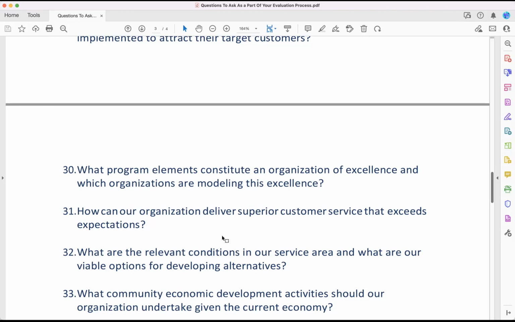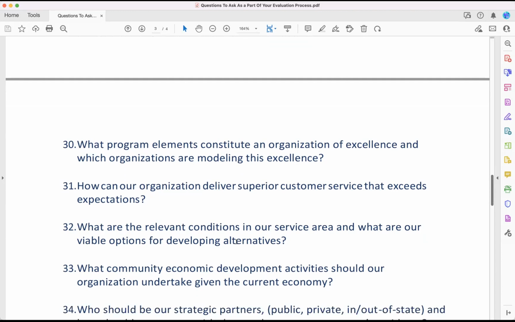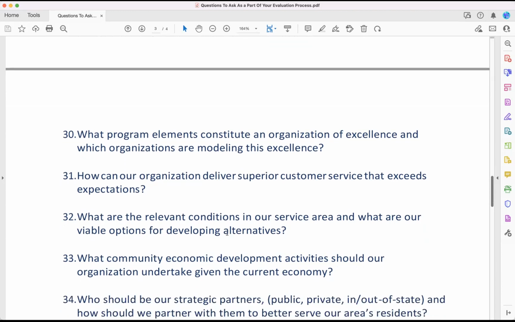So think about all the different conditions that may not in any way be directly related to your organization but might impact your work. Something else you want to think about is what type of community economic development activity should your organization undertake given the current economy?